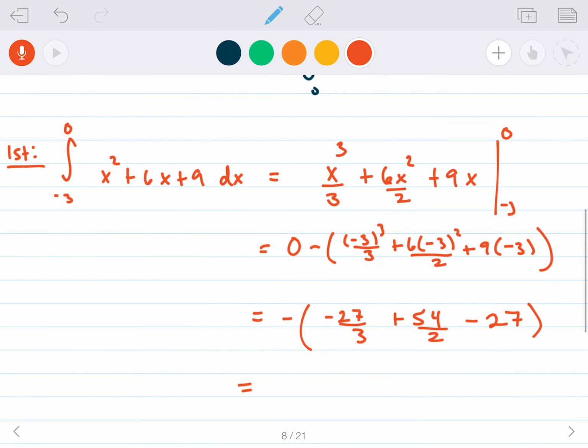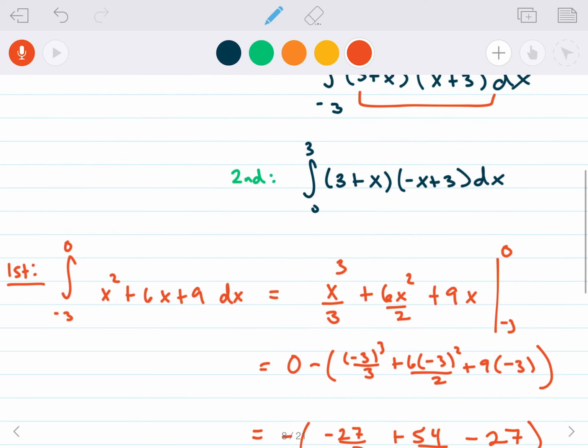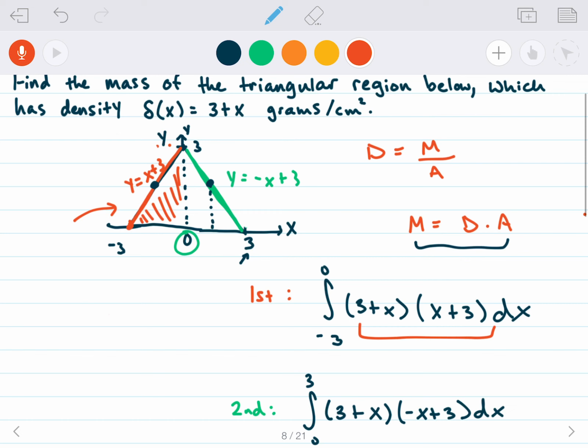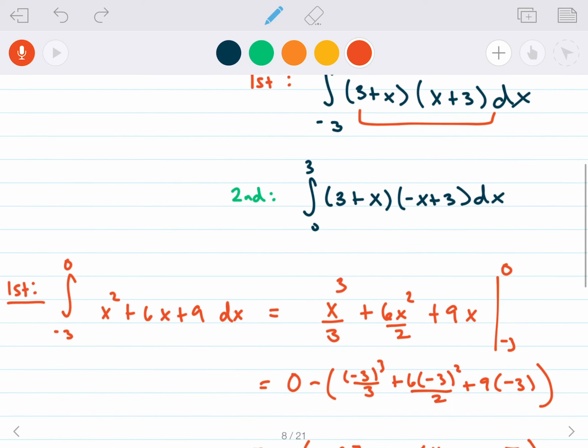So let's get out the calculator and see what we get here. So here I get 9. So this is 9 grams. So that's the mass of this first part. Now let's go ahead and figure out the second integral.